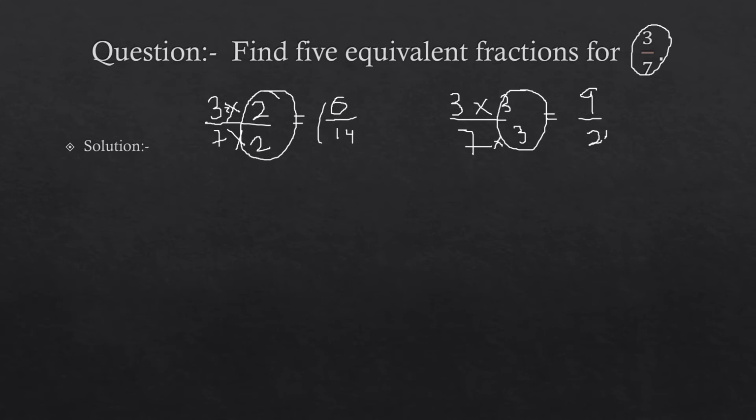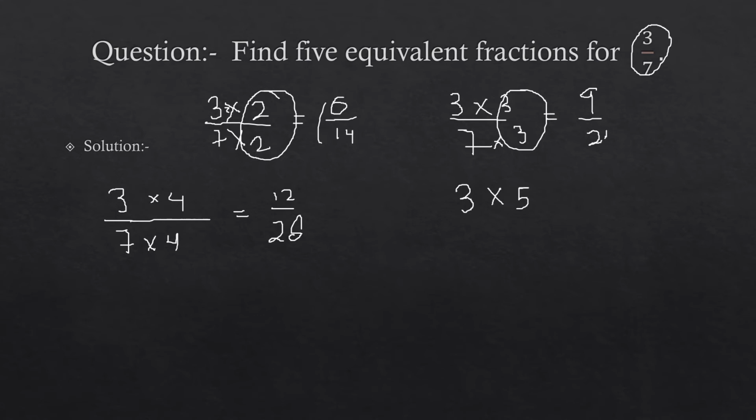Now let's proceed. We have got 2, and we have to take out 5 equivalent fractions. Now we will use 4: 3 into 4 and 7 into 4. 4 3s are 12, 7 4s are 28. Now we got 3 fractions. We will use 5 now: 3 into 5 and 7 into 5. 3 into 5 gives us 15, and 7 into 5 gives us 35. And we got 4.